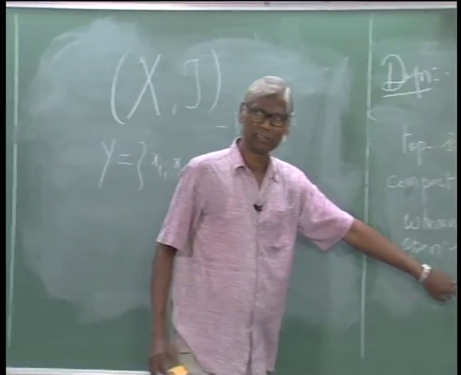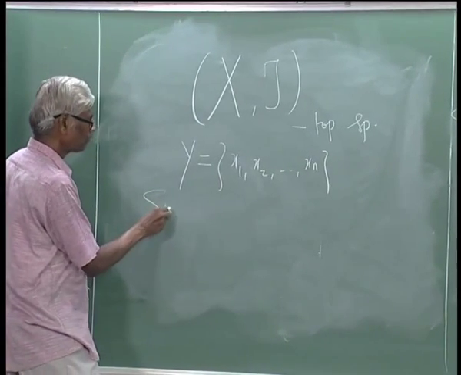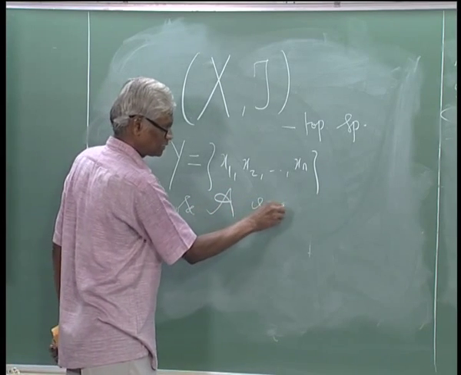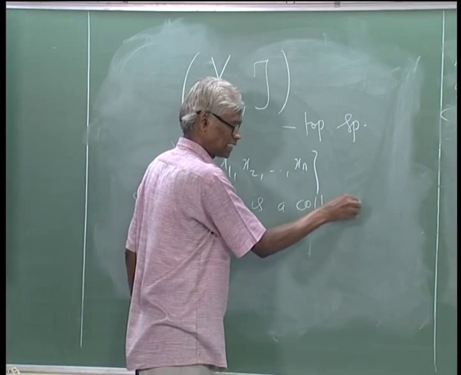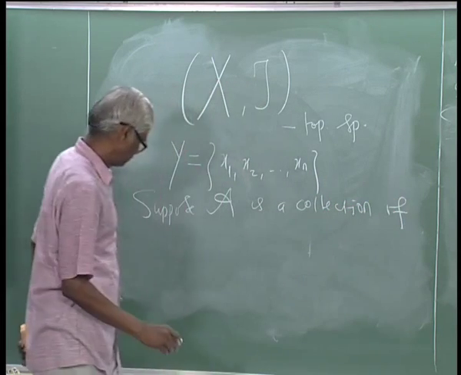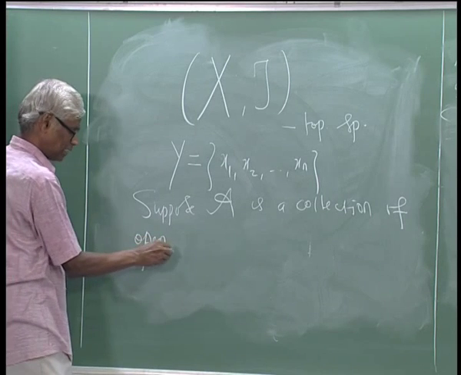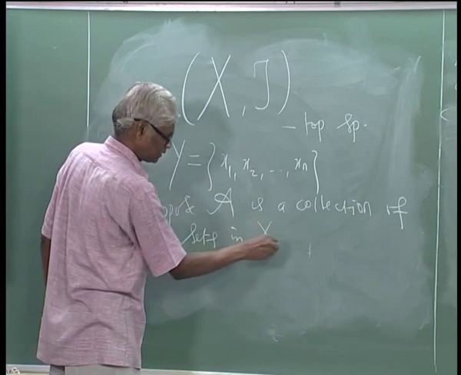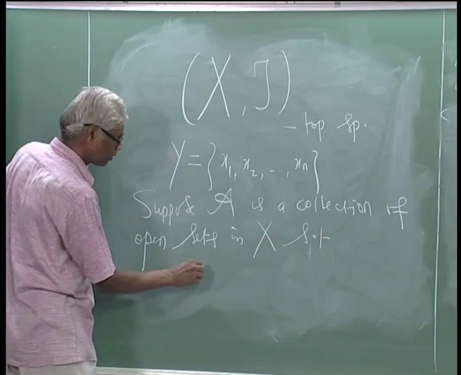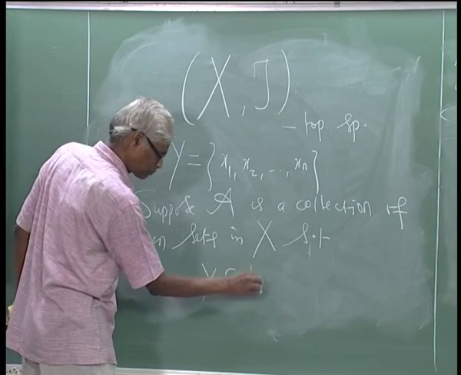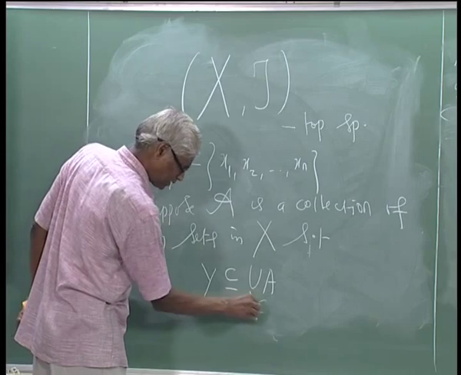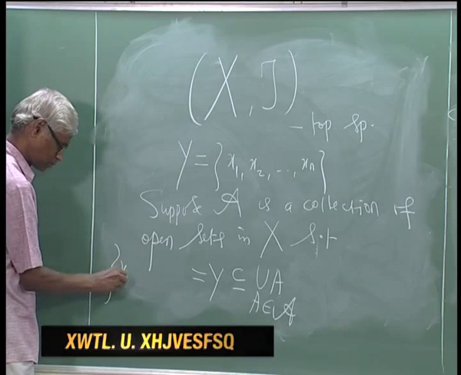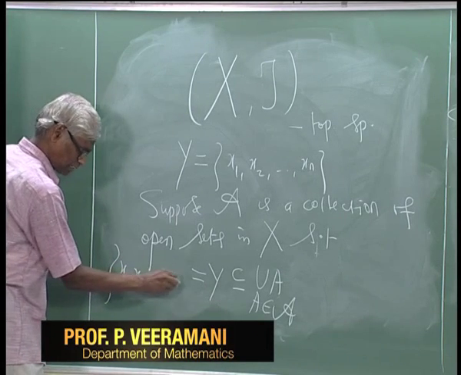Suppose script A is a collection of open sets in X such that this is a cover, that means Y is a subset of the union of A in script A. Now what is our Y? Only it is x1, x2, up to xn.